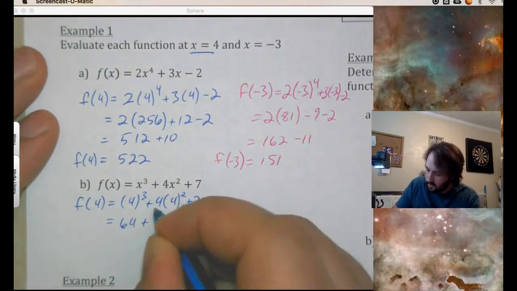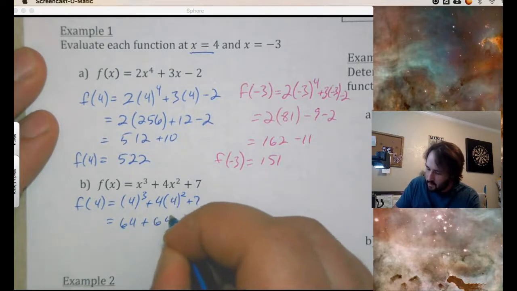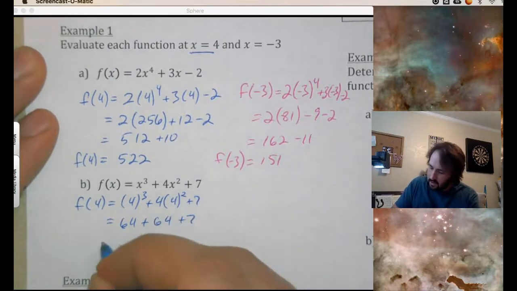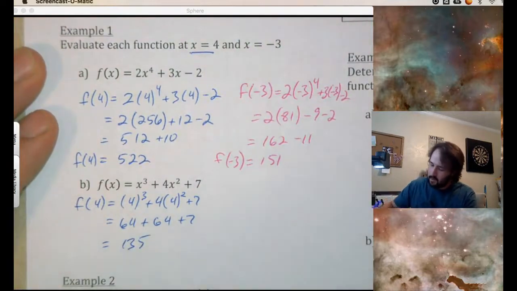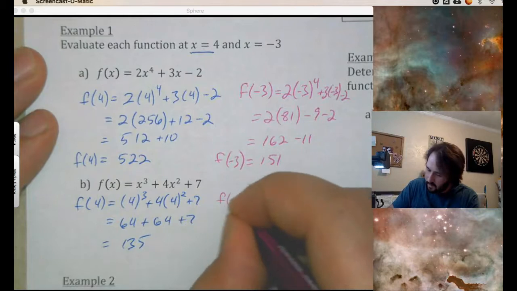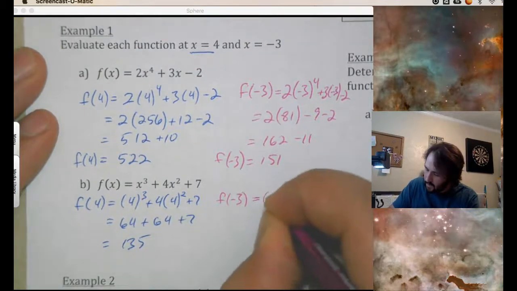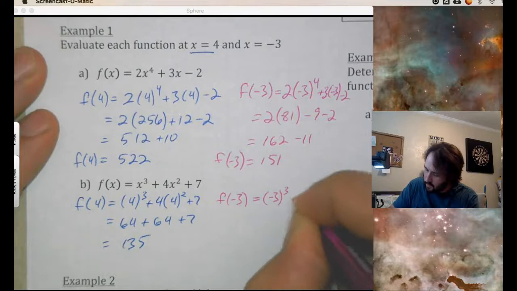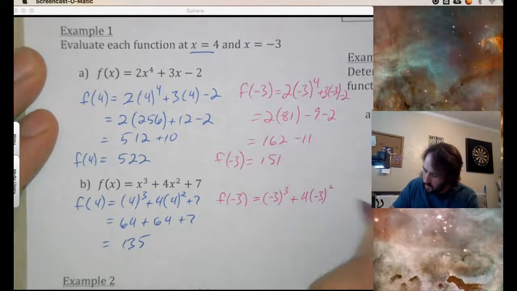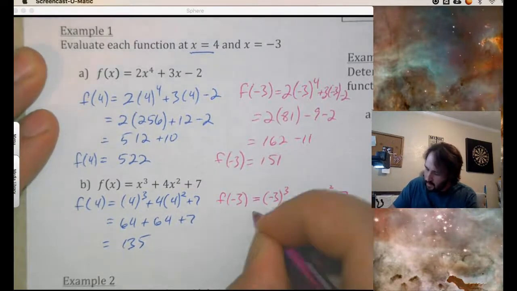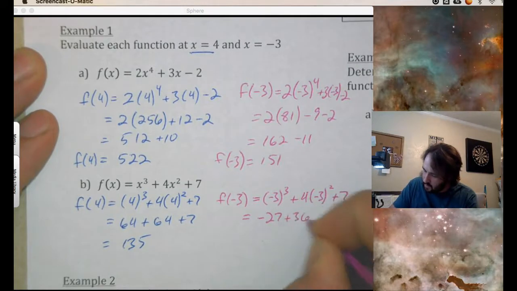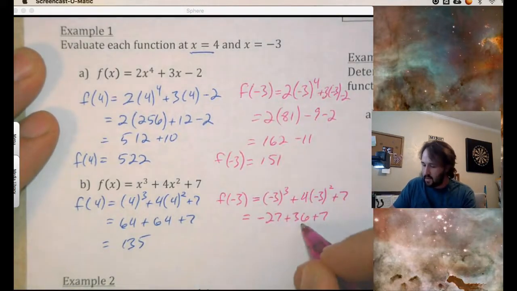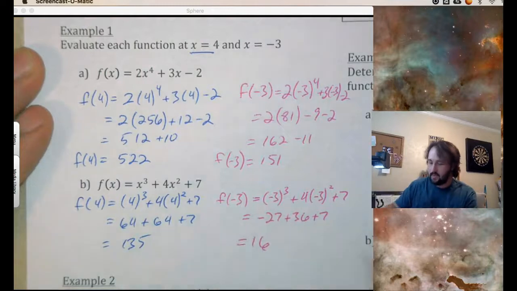64 plus 4 times 16. Hey, I got that, 64 plus 7. So that should be 128, 135. And then the other part over here, negative 3 to the 3rd, 4 times negative 3 squared, plus 7. So that is negative 27. That is 9 times 4, is plus 36, plus 7. So let's see, that makes 9 plus 7, which is 16.